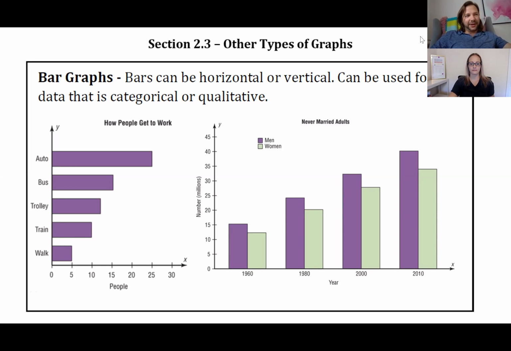And at the end, we'll play a fun game where we're going to look at a whole bunch of different versions of graphs, and you get to decide what's wrong with it. So we're going to play that game in a second.